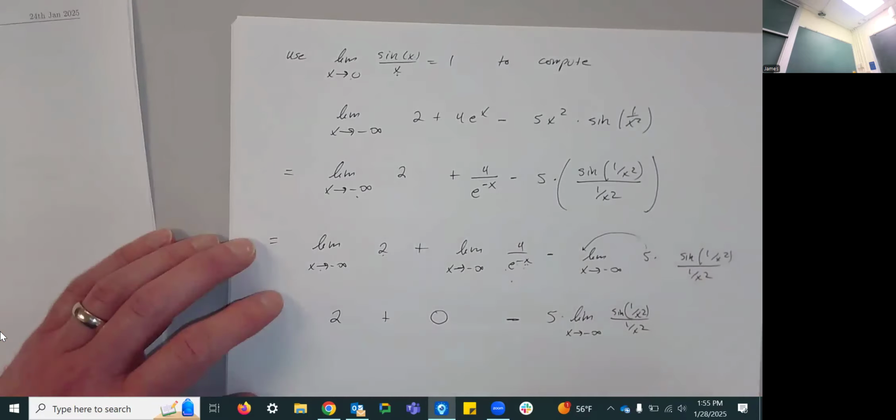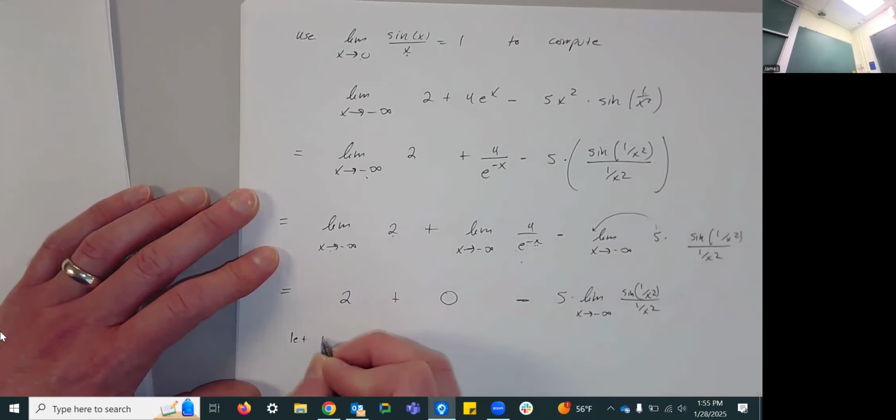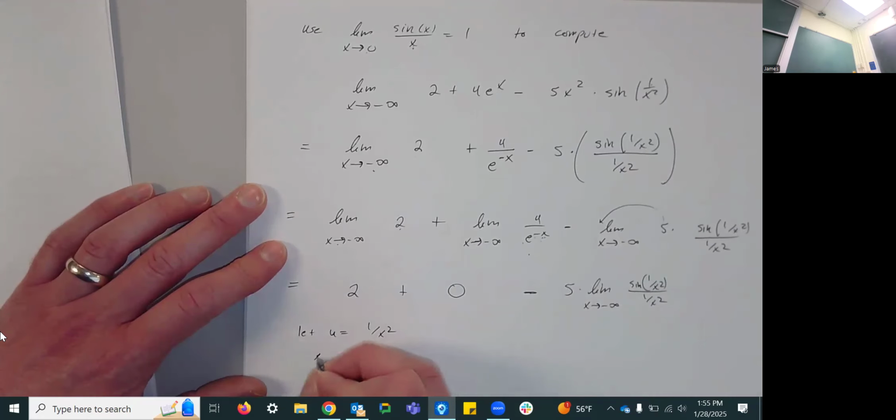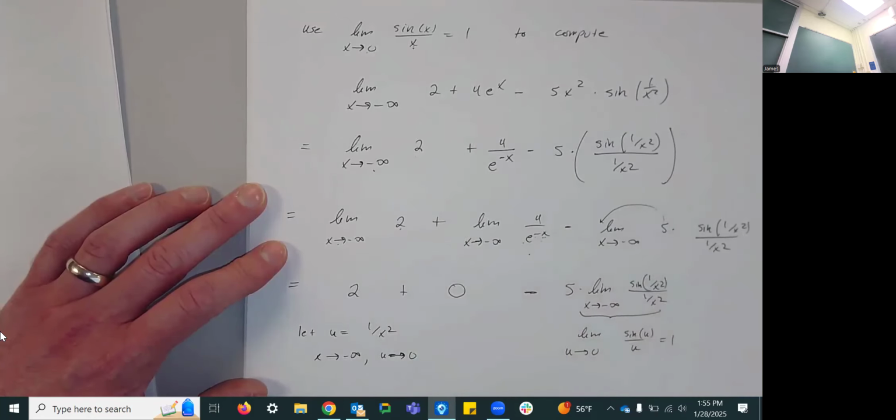If I wanted to show more work, I could say, well, we're going to let, I think you can do like a u substitution kind of thing, where you say let u equal 1 over x squared. Then if x goes to negative infinity, u goes to 0. So we can rewrite this as the limit as u approaches 0 of sine of u over u, which does end up being 1. I don't know if you want to do that or not. I feel like I saw that in some sort of solution somewhere, so I could be mistaken, though.